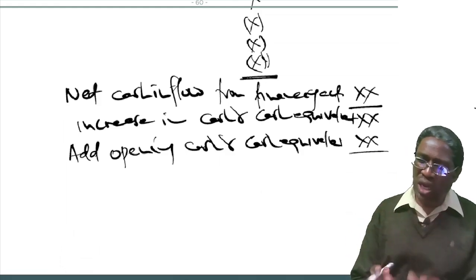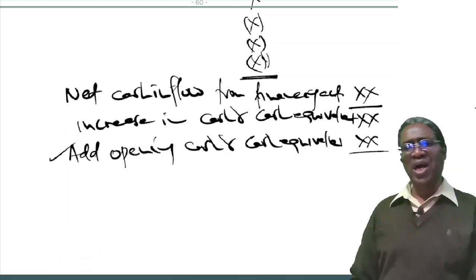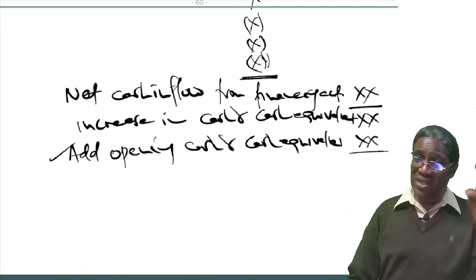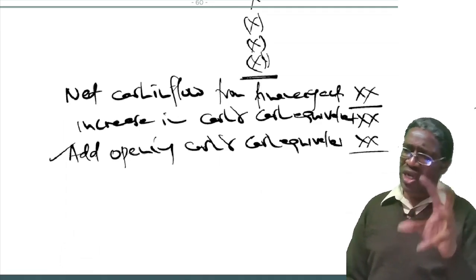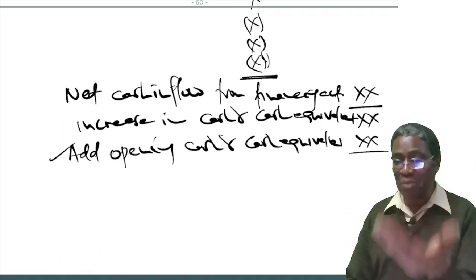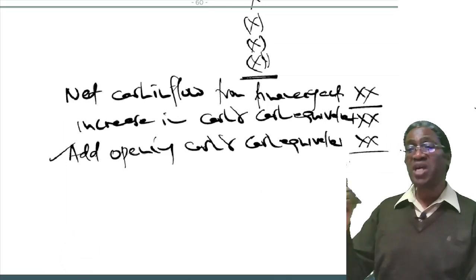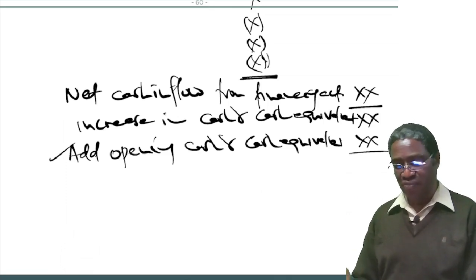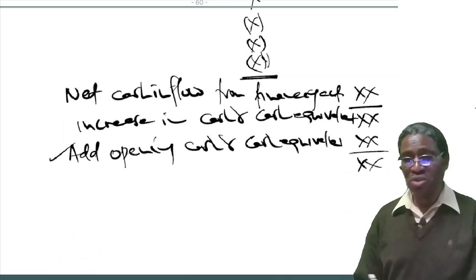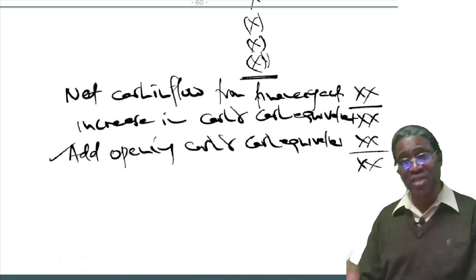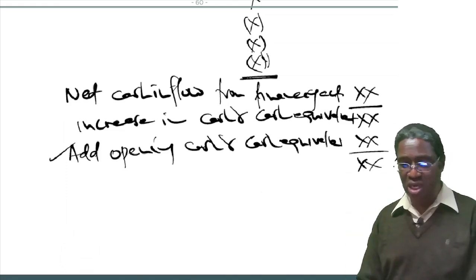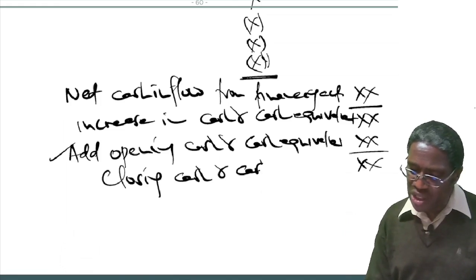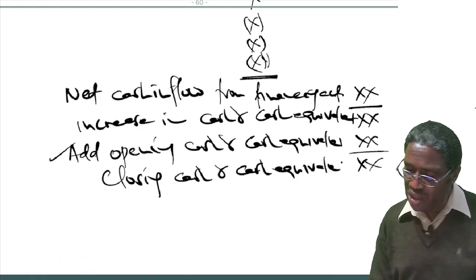So when you are adding opening cash and cash equivalent, you go to the balance sheet for last year. Whatever was the closing cash and cash equivalent last year, automatically that becomes the opening cash and cash equivalent this year. Once you add those two, the increase in cash and cash equivalent and the opening cash and cash equivalent, you get what we call the closing cash and cash equivalent.